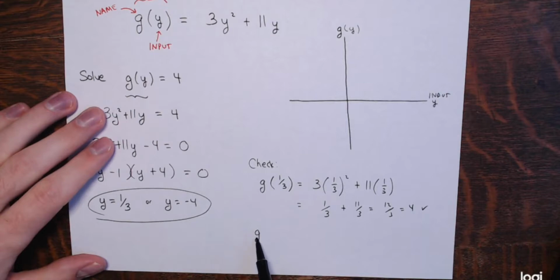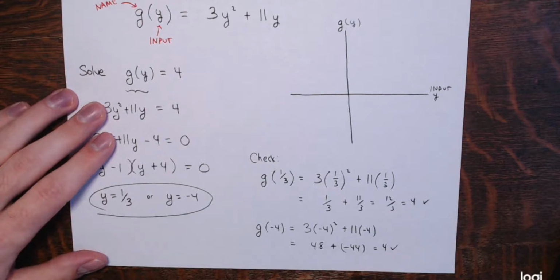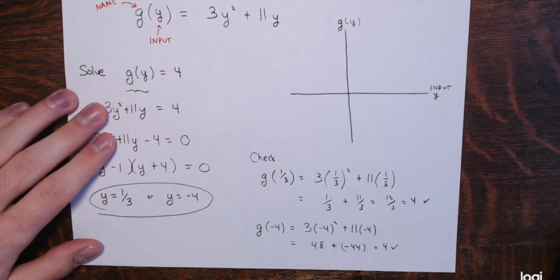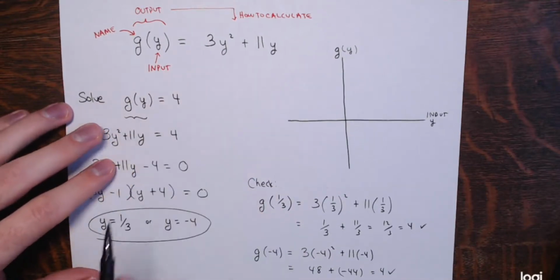Then what about the other one, right? Y equals negative 4. So replace y with negative 4 throughout, right? What's g of negative 4? What's the output when the input is negative 4? That'd be 3 times negative 4 squared plus 11 times negative 4. This is 3 times 16, which is 48, plus, and then negative 4 times 11 would be negative 44. 48 minus 44 is 4. Right. Wonderful. So we have good solutions here. An input of 1/3 will give me an output of 4, and an input of negative 4 will also give me an output of 4 in this function.